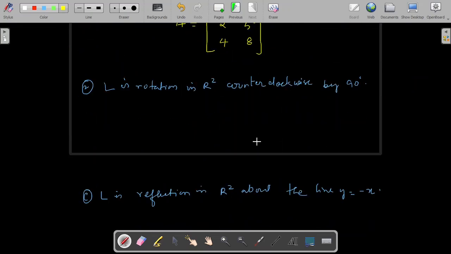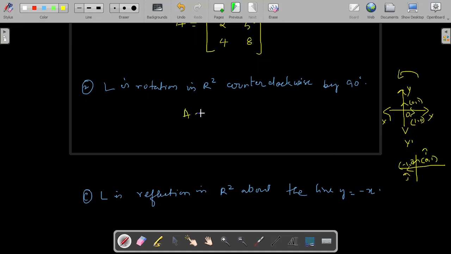Next, L is rotation in R square counterclockwise by 90 degrees. So this is the x-axis, positive y-axis, negative x-axis, negative y-axis, counterclockwise by 90 degrees. After applying the transformation, what happens to 1, 0 and 0, 1? These are the basis vectors i cap and j cap. This is the new position of i cap and j cap after applying the transformation. i cap comes to the position 0, 1 and j cap comes to the position minus 1, 0. So the matrix is given as 0, 1, minus 1, 0.